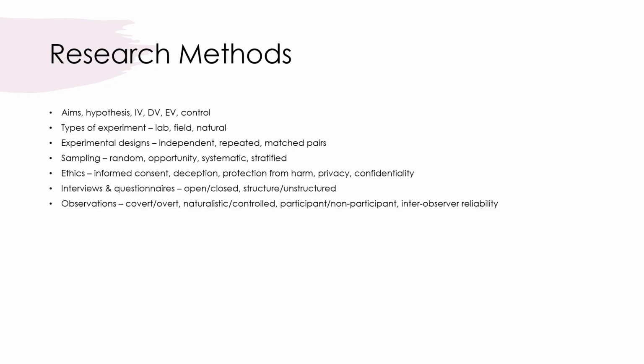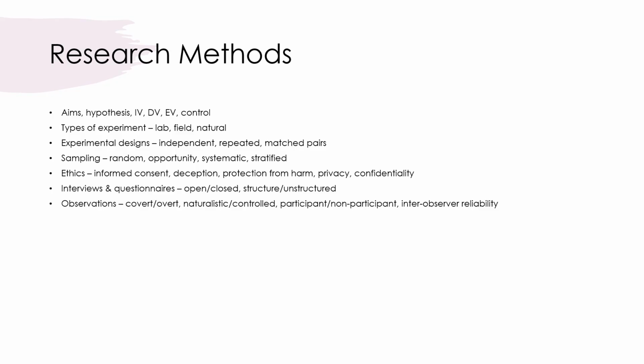You can have naturalistic or controlled. So naturalistic, you're just observing what's happening in a natural environment. Controlled, the researcher has probably done something to the environment to see what the participants do. Participant or non-participant, that's in relation to the researcher. So does the researcher get involved, in which case it's a participant, or don't they? So it's non-participant. And then you need to consider inter-observer reliability.